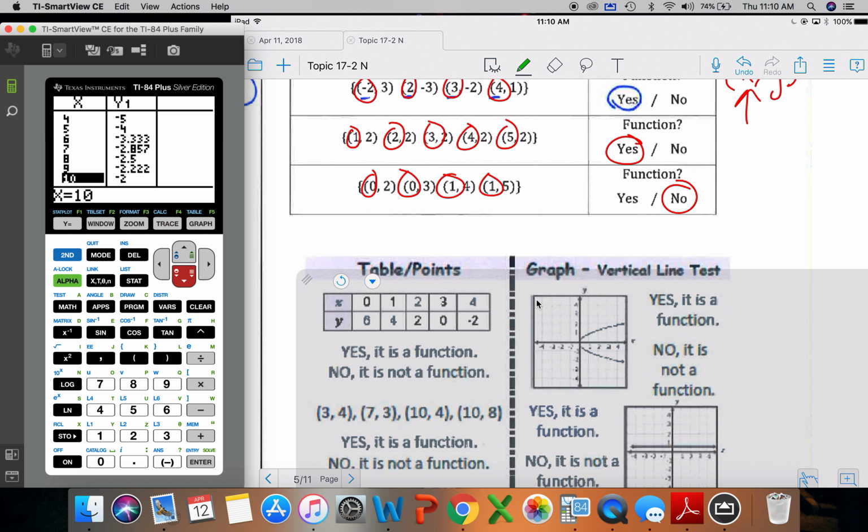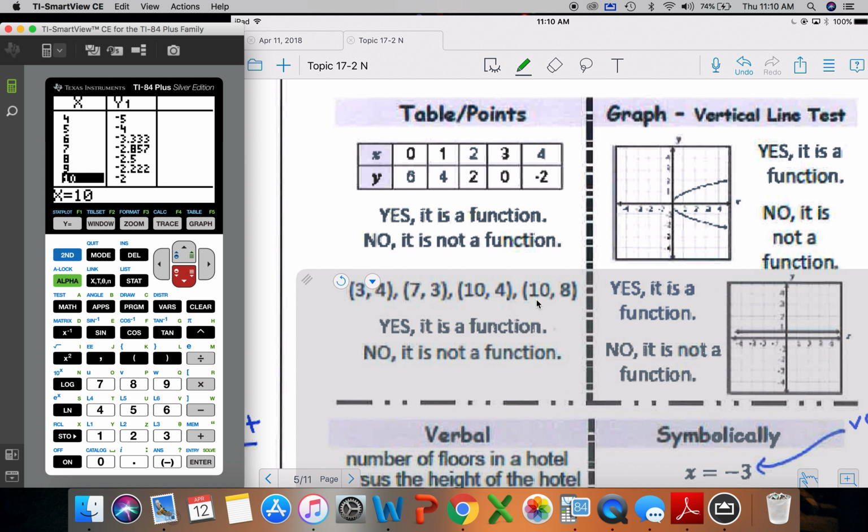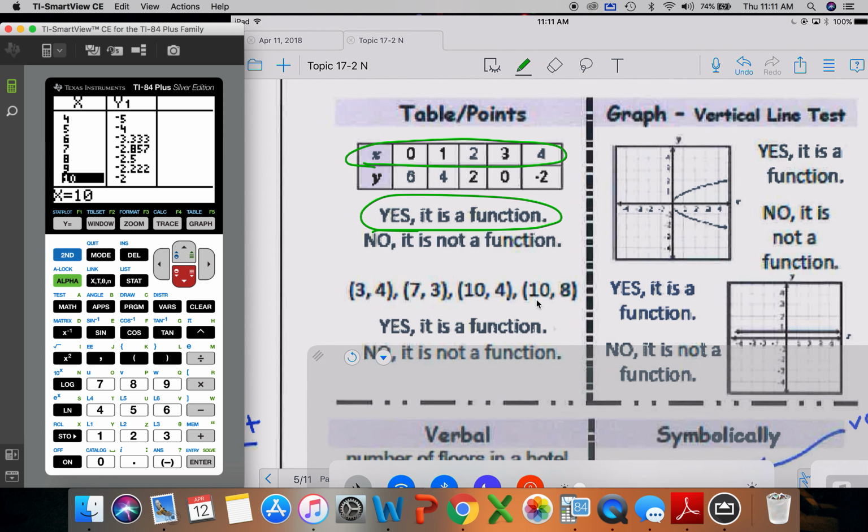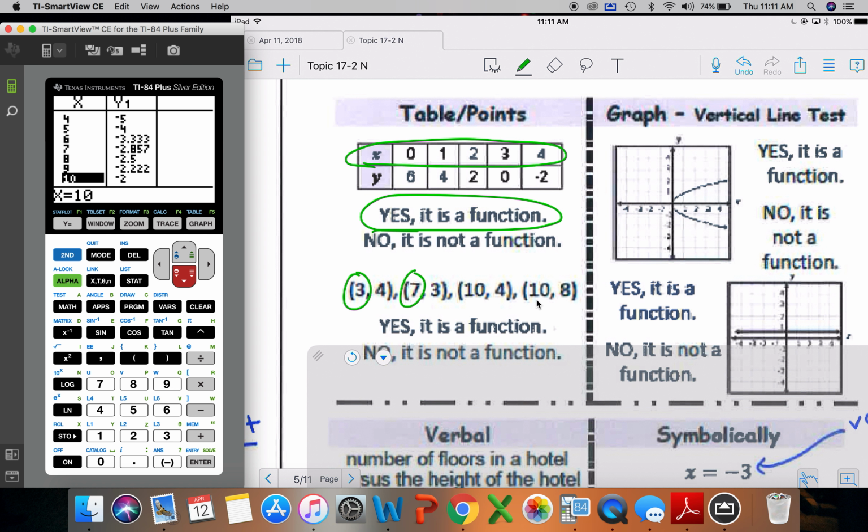So down at the bottom, we have some more functions to look at. If we're given a table, we're just looking at the x values. My x values are 0, 1, 2, 3, and 4. None of them repeat, so it is a function. On my points, looking at the x's: 3, 7, 10, and 10. Because 10 repeats, it is not a function.